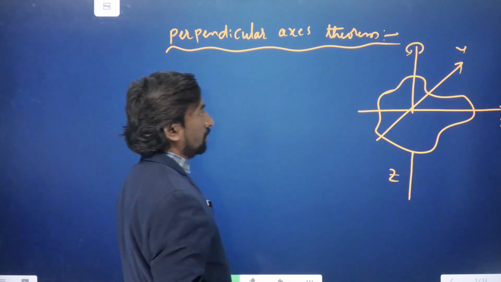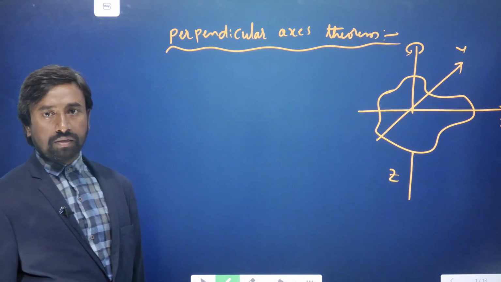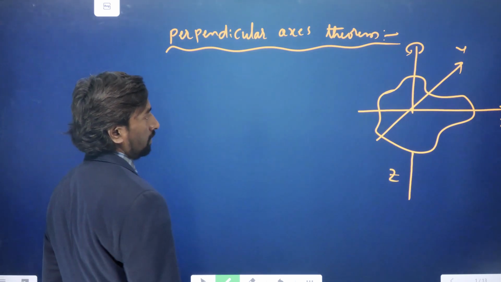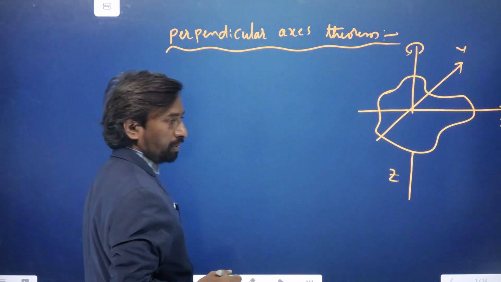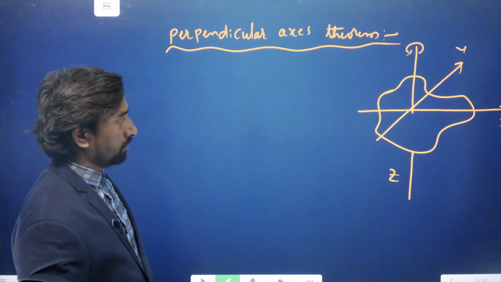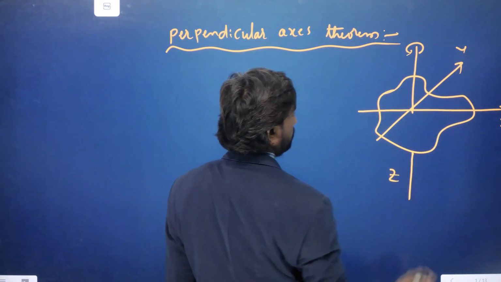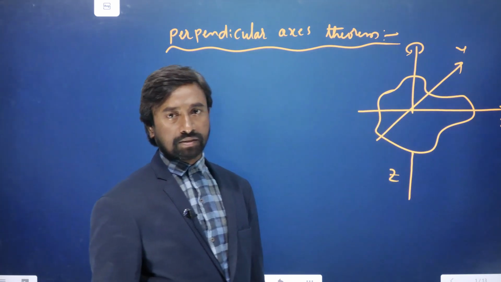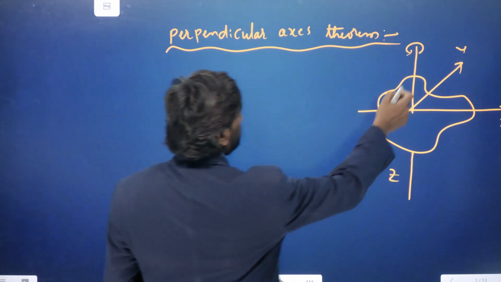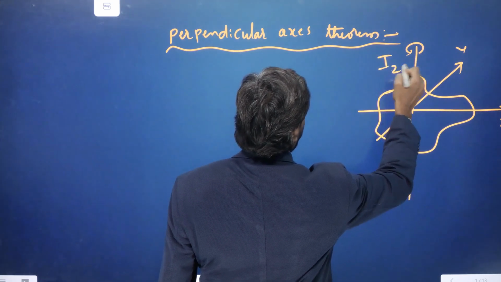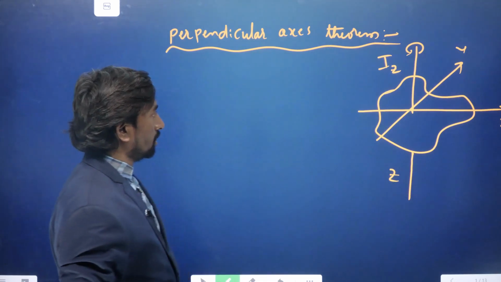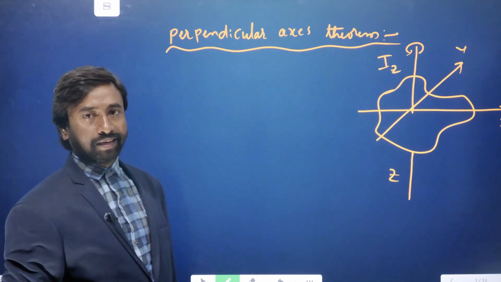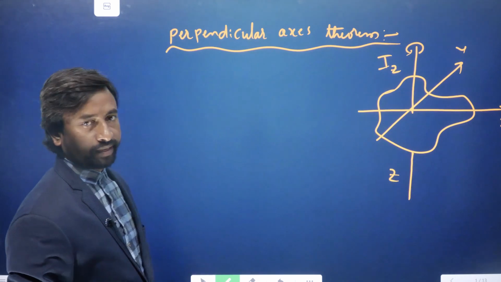Now the perpendicular axis theorem says that, according to the statement of the perpendicular axis theorem, the moment of inertia about any axis is equal to the sum of the moments of inertia about the mutually perpendicular axes. Suppose the moment of inertia about the z axis will be equal to the sum of the moments of inertia about the mutually perpendicular axes. That is the statement of the perpendicular axis theorem.